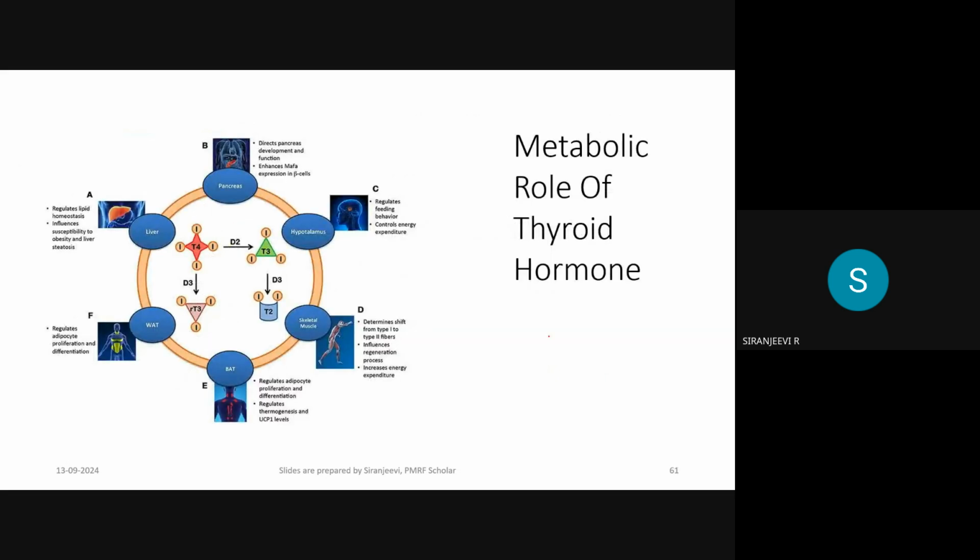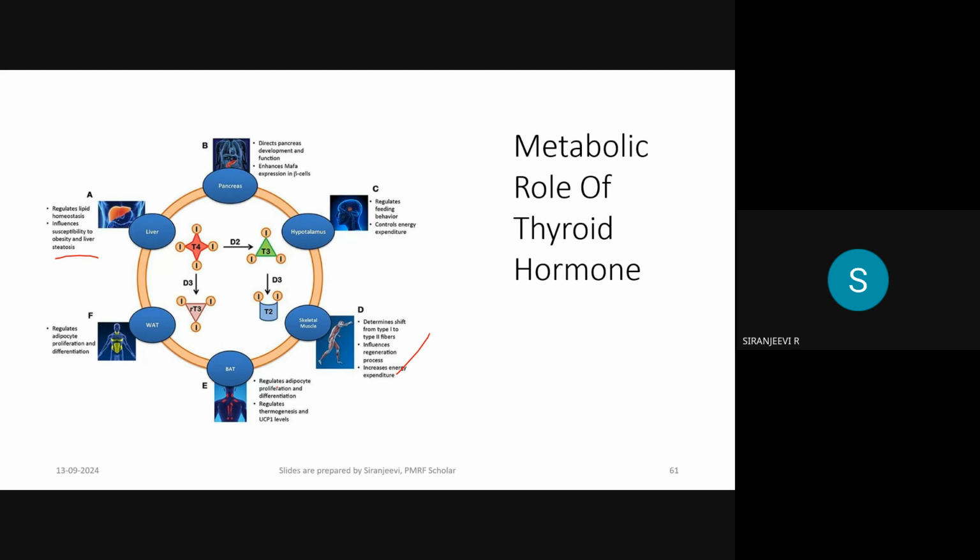So if you see, T3 and T4 are involved in multiple reactions in the body. In terms of the liver, it regulates lipid homeostasis and influences the susceptibility to obesity and liver steatosis. In the pancreas, it directs pancreas development and function. And in the brain, in the hypothalamus, it regulates feeding behavior as well as controls energy expenditure. And for example, in skeletal muscle, it determines the shift from type 1 to type 2 fibers, which is involved in the regeneration process, and increases the energy expenditure.